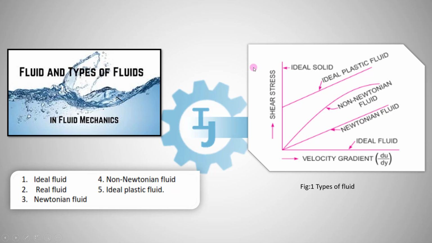fluid. So this is a plot between velocity gradient and shear stress. We already knew about this velocity gradient and shear stress. So this is a Newtonian fluid, this is for non-Newtonian fluid, this is for ideal plastic fluid, and this is for ideal solid, and this is ideal fluid. So let's see in details about the types of fluid.